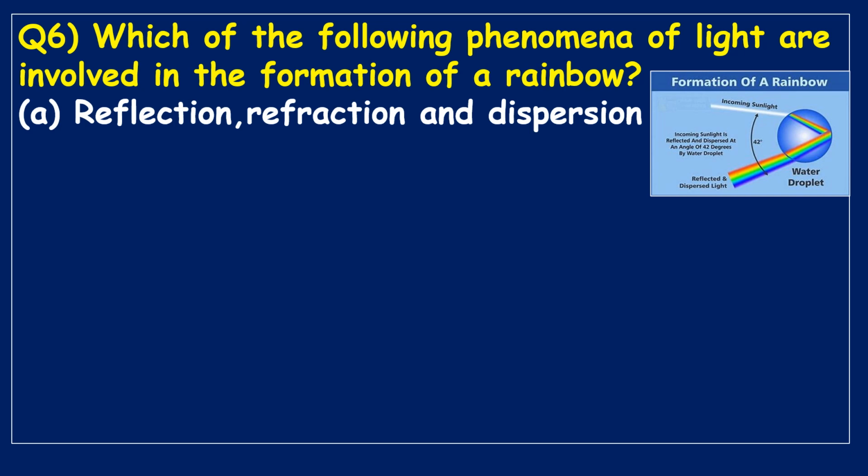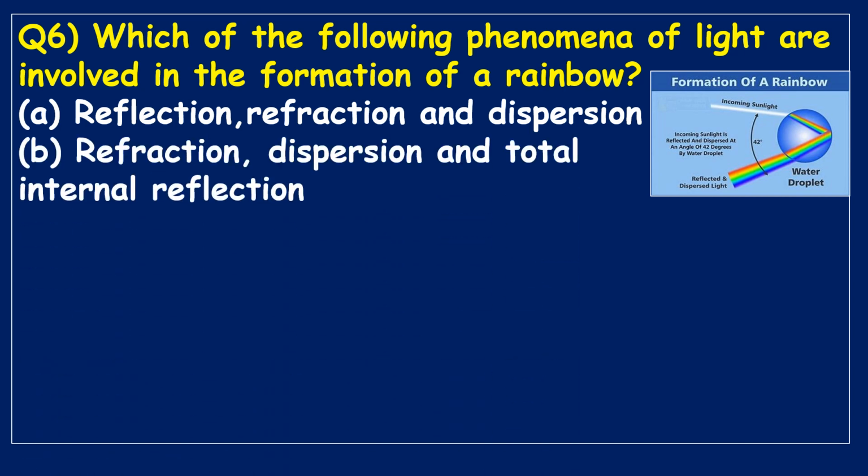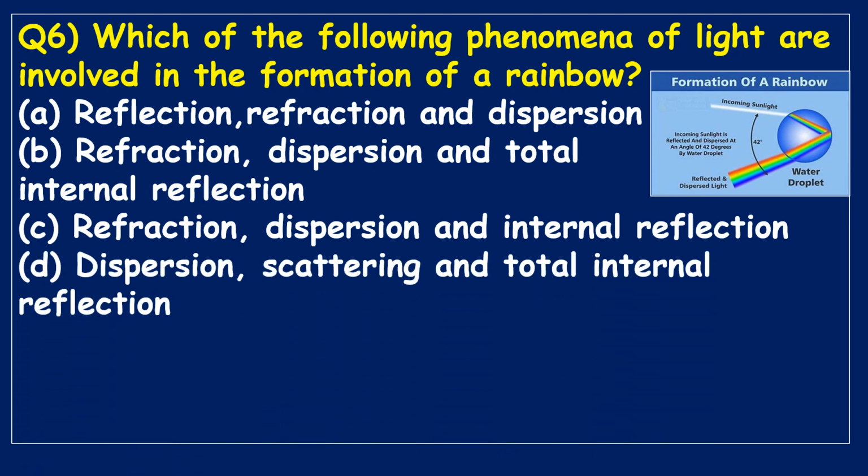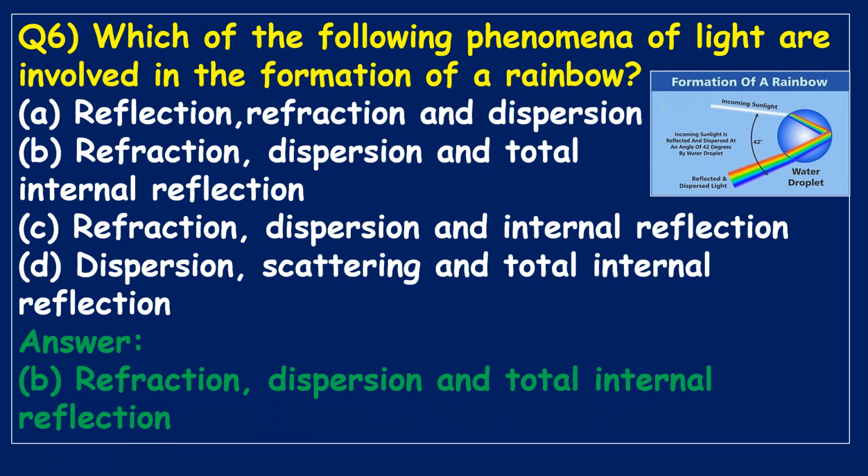First reflection, then refraction and dispersion. Option B, refraction, dispersion and total internal reflection. Option C, refraction, dispersion and internal reflection. Option D, dispersion, scattering and total internal reflection. Right? Now let's see the answer. Option B, it's refraction, dispersion and total internal reflection.